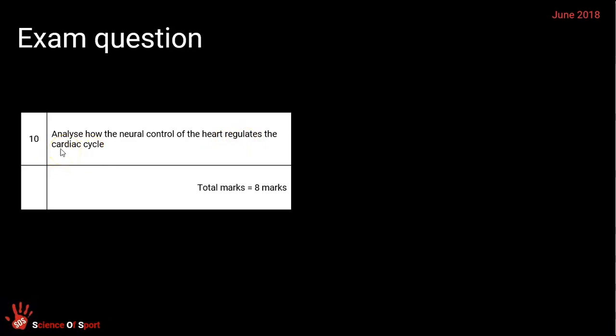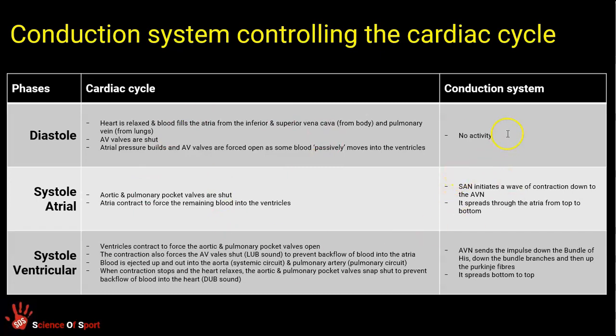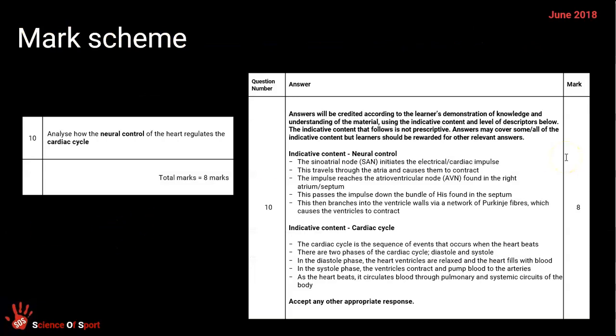So it wants information both about the cardiac cycle and the neural control. It wants the integrated version of it. So it wants information like this. How does this control this? And if I show you the mark scheme, it's worth you taking time to look at this and digest this and incorporate this in your revision materials. So here we've got the neural content. The sinoatrial node initiates an impulse, travels down the atria, causes them to contract, and so on, goes down to the AV node, into the bundle of His down the septum, goes down to and up the Purkinje fibers, causing the ventricles to contract. That's the neural component.